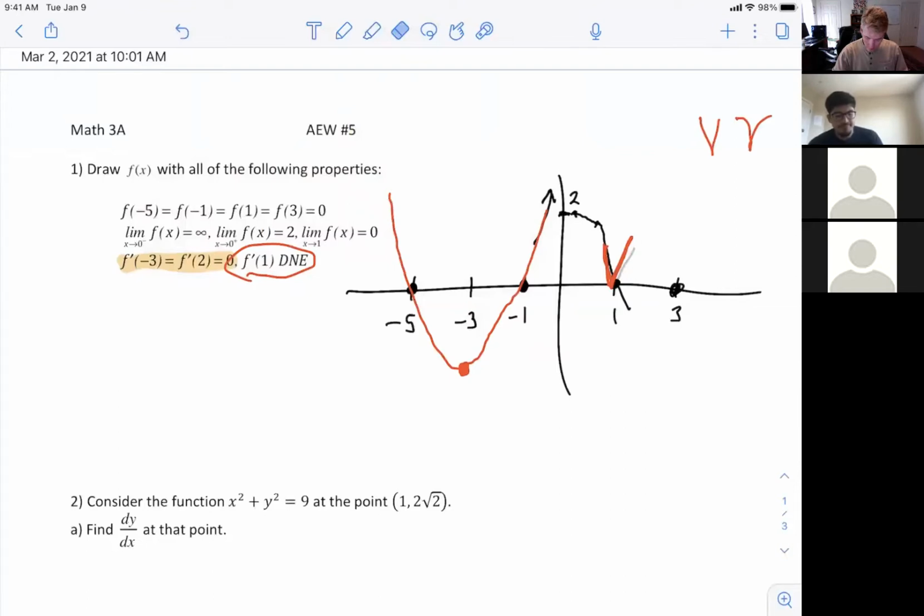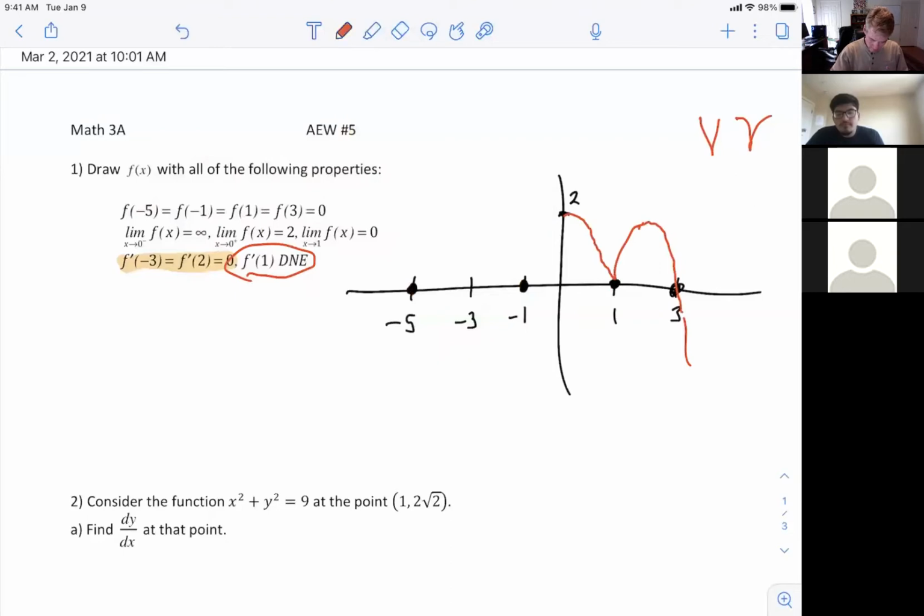So now let me clean this part up. So I think it should go like this. And then make either a corner or a cusp. I'll try to make a cusp, except my pen is not cooperating. And then it also has to go through where x equals 3. So then it could go like this. It's not the prettiest graph, but I think that's it.